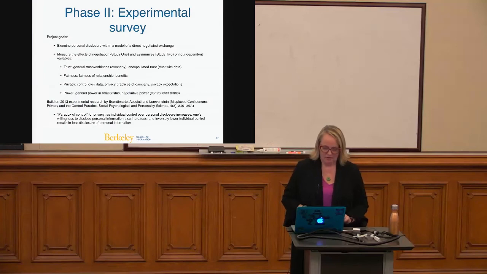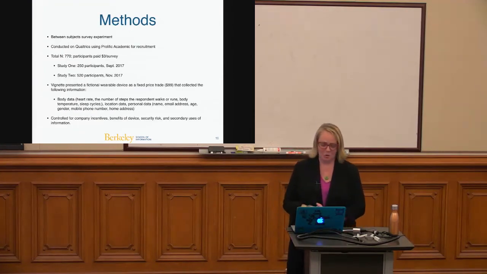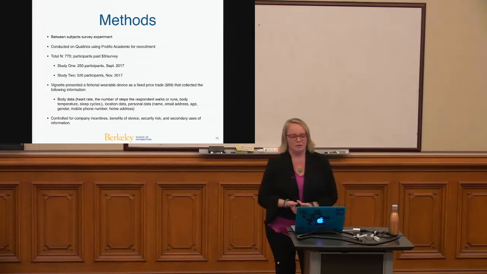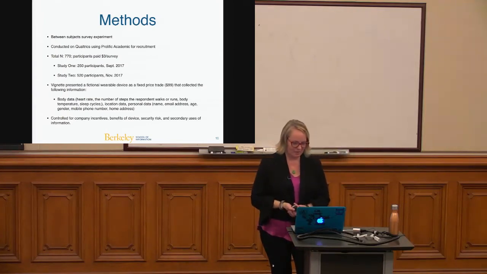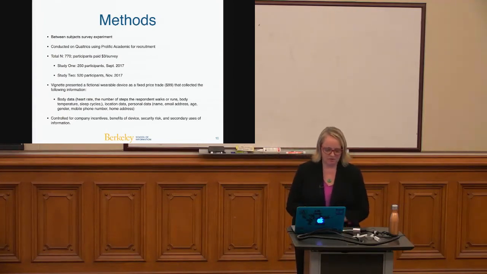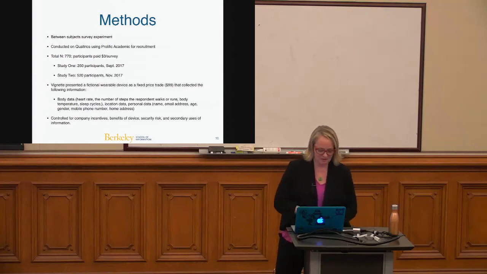And so the methods I used, it was a between subjects survey experiment. I ran it on Qualtrics using Prolific Academic as a recruitment vehicle. I had a total N of 770, paid everybody $3 for their participation. So the first study had 250 participants, and I ran it last September 2017. Study 2, 520 participants, ran it in November.